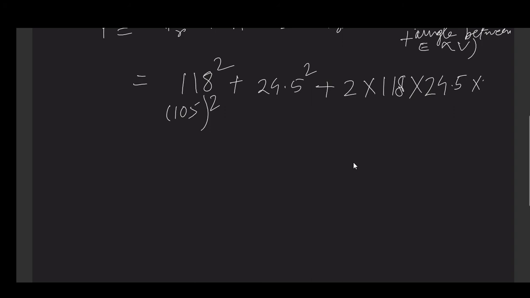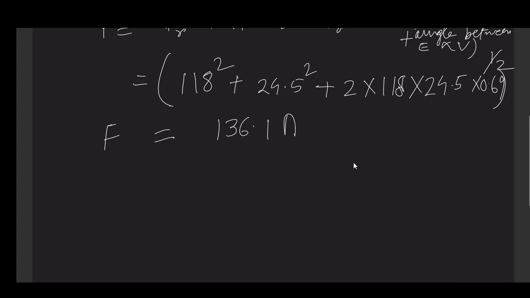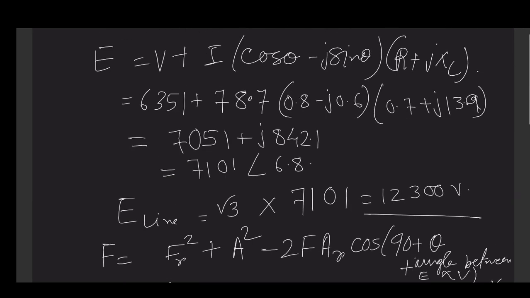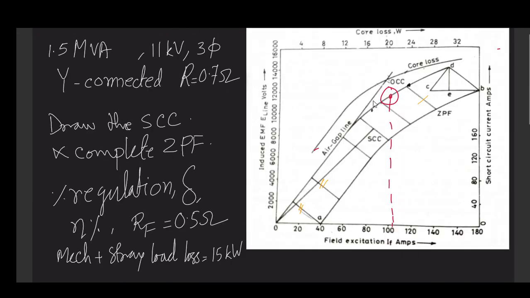And this much will be 0.69. So this will result in 136.1 ampere. So this is F naught, or F, the original open circuit F. So for this you need to figure out what is the value, for 136 it will be here.